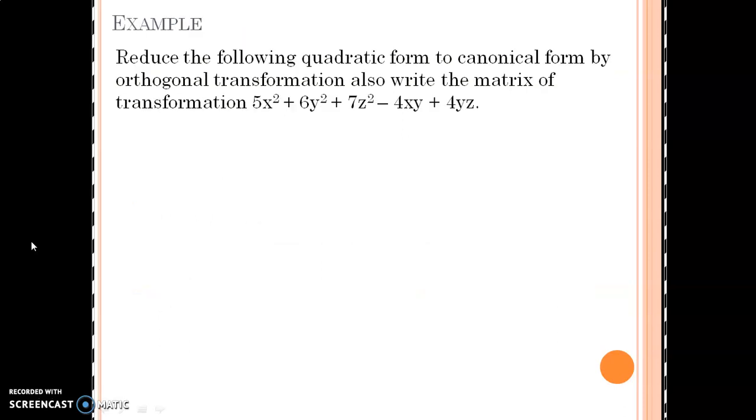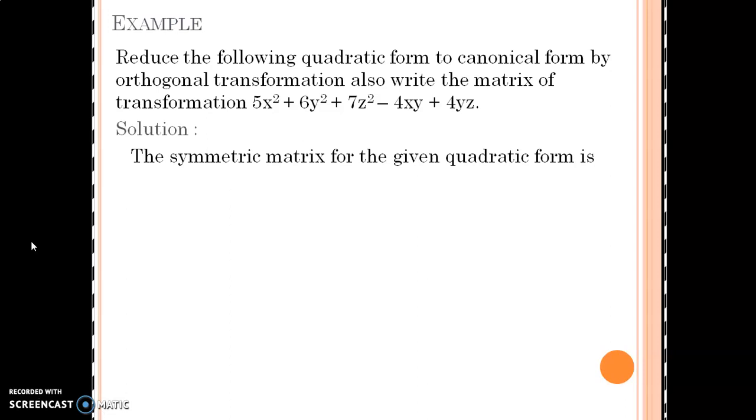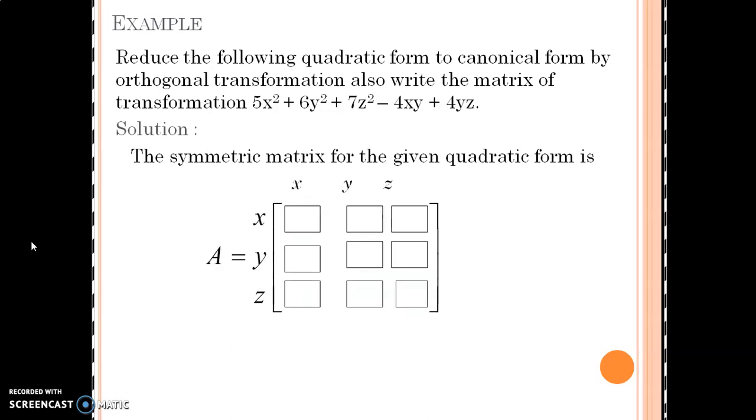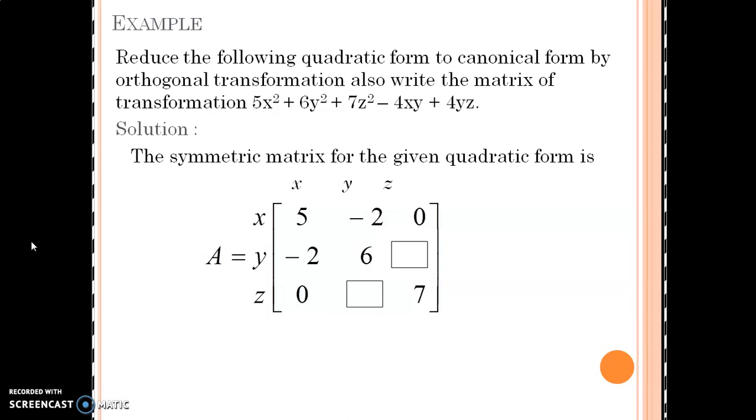Let us go for an example wherein we are going to find the canonical form and the matrix of transformation. A symmetric matrix for this quadratic form will be written as: coefficient of x square will be 5, y square will be 6, z square will be 7. Coefficient of xy is -4, which will be divided into two parts as -2, -2. xz has no coefficient, that is 0. And yz has the coefficient 4, which will be divided into two parts, 2 and 2.